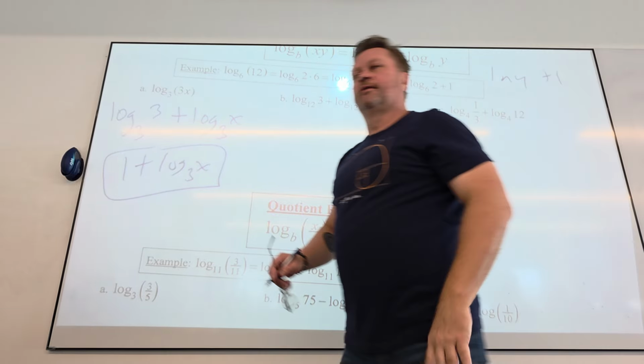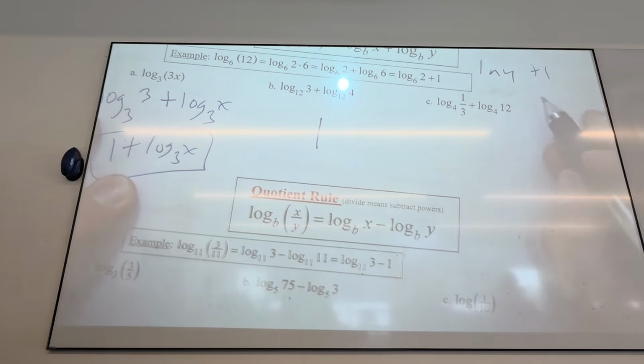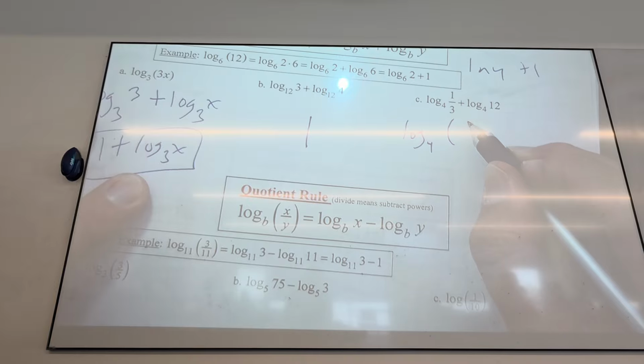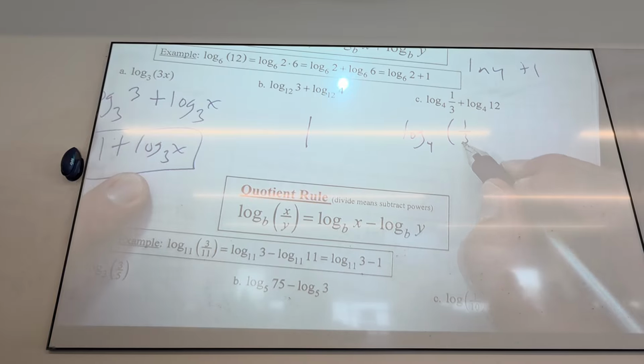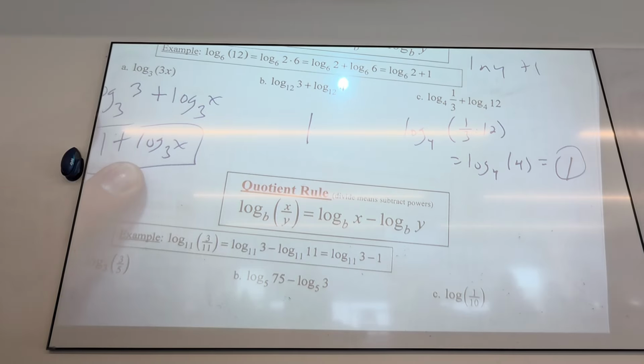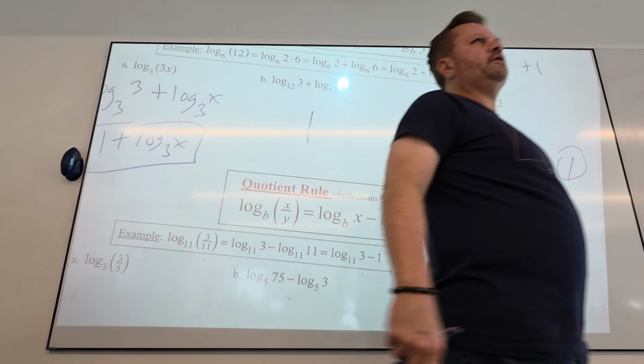B we did already. So what about part C? Log base 4 of 12 times 1/3. Yeah, 1/3 times 12 is 4. And of course, log base 4 of 4 is 1. Okay. 1 is a favorite answer.